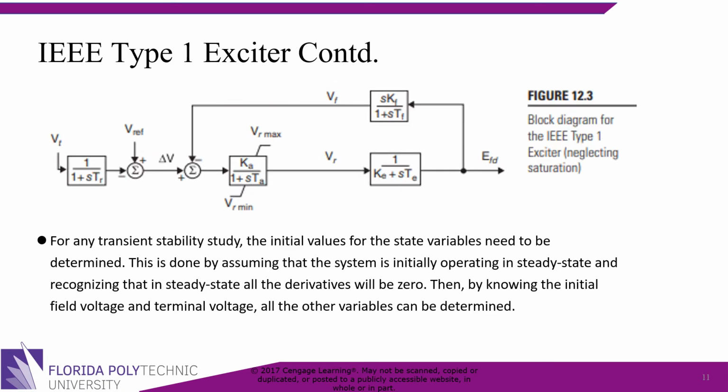For any transient stability study, the initial values for the state variables need to be determined. This is done by assuming that the system is initially operating in steady state and recognizing that in steady state all the derivatives will be zero. Then, by knowing the initial field voltage and terminal voltage, all the other variables can be determined.